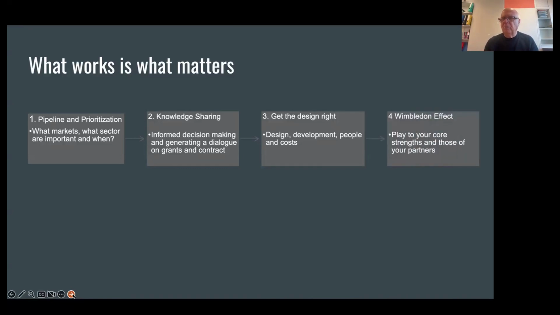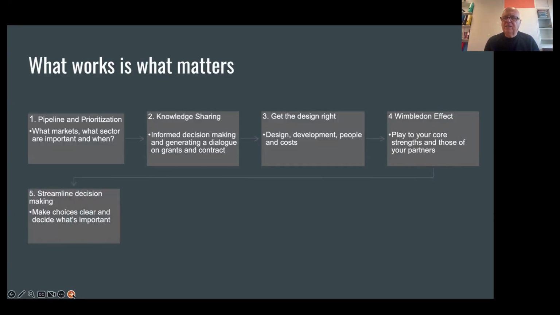And the fourth thing is what we call the Wimbledon effect. Play to what you can do. Bid for things that you've got strength in or your partners have got strength in. Don't bid for things where you don't have skills, expertise, or knowledge, because all you're going to do is waste a lot of time.